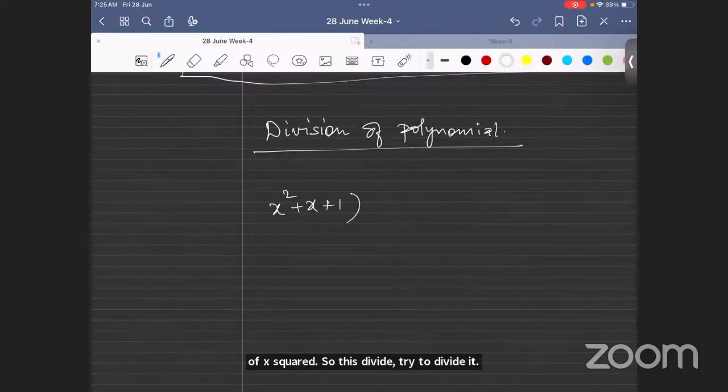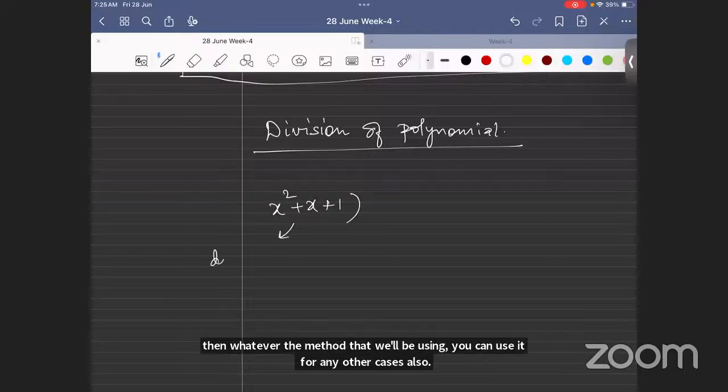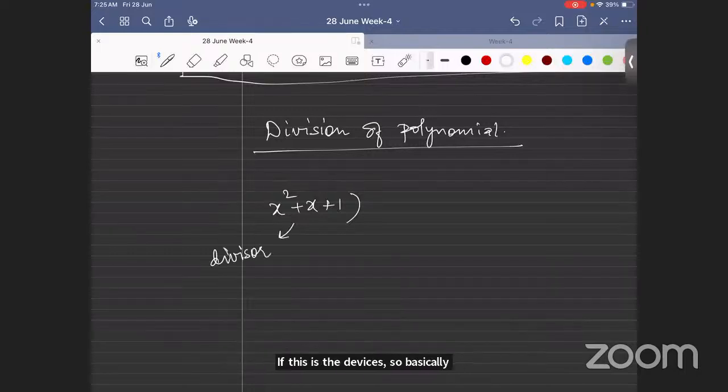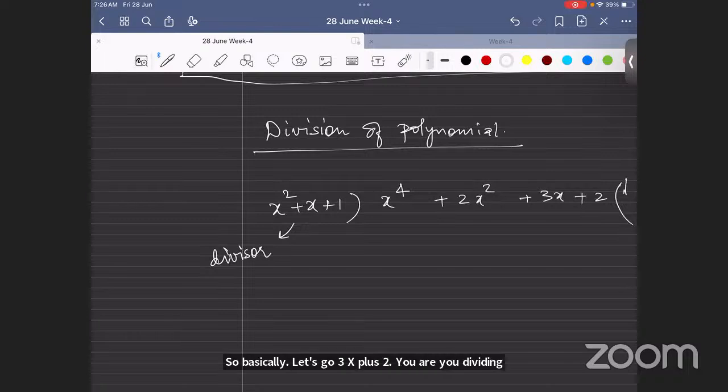If this is the divisor, so basically this you call a divisor, right? And the term that you are dividing is the dividend. So let's say for example this is x to the power 4, 2x square plus 3x plus 2. This is what you are dividing, and whatever term we get here will be the quotient. So this is basically the dividend.